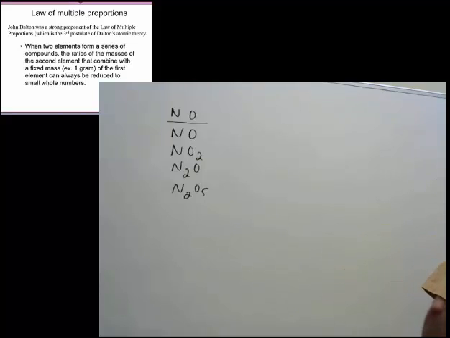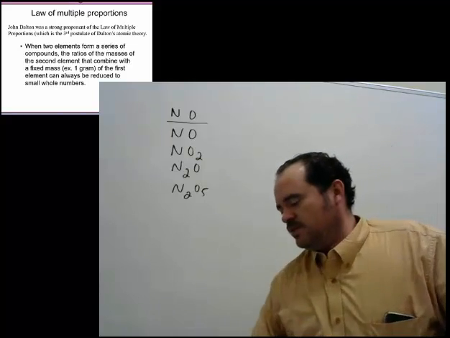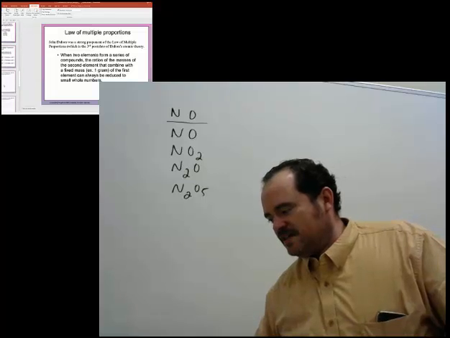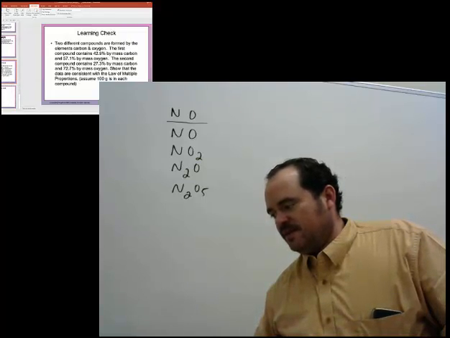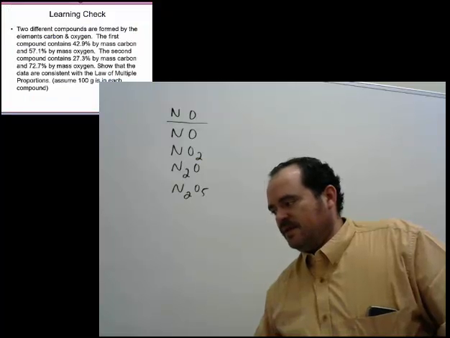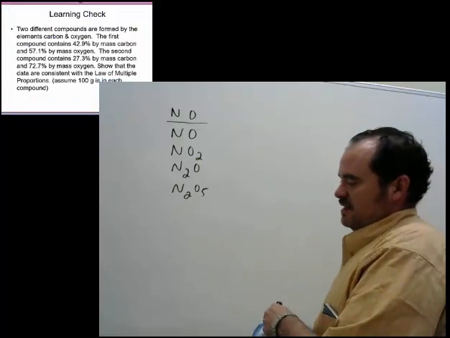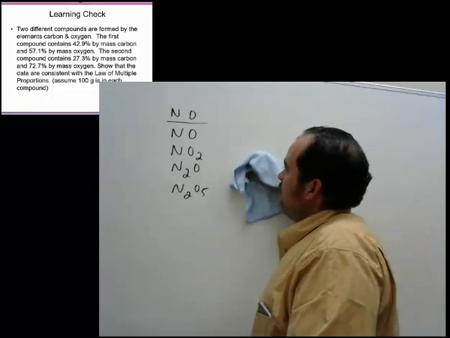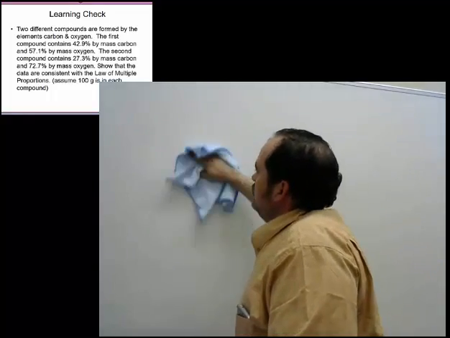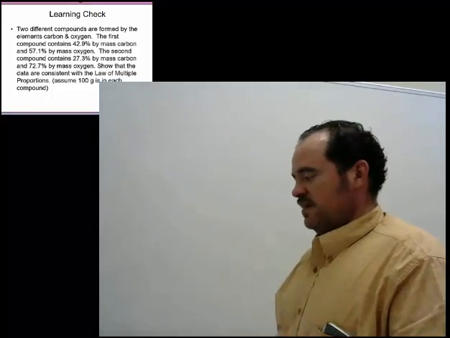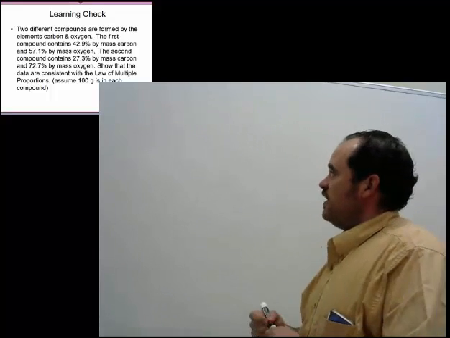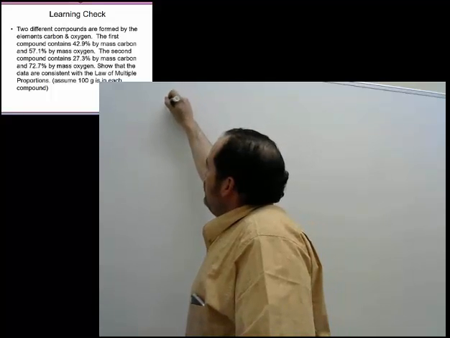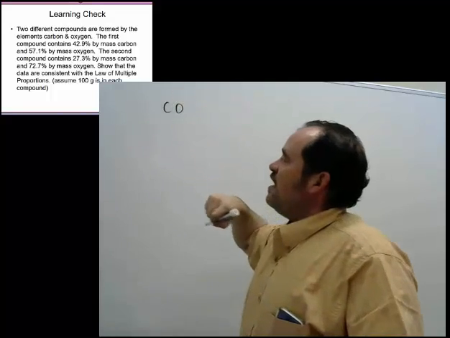So for this example, let's look at the following. Let's come and illustrate this point exactly. Alright, so let's erase this. It says two different compounds are formed by the elements carbon and oxygen. So we're looking at a series of compounds that contains the elements carbon and oxygen.